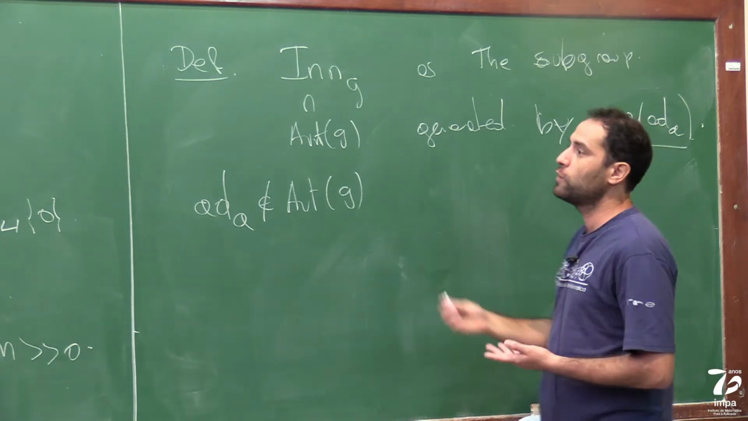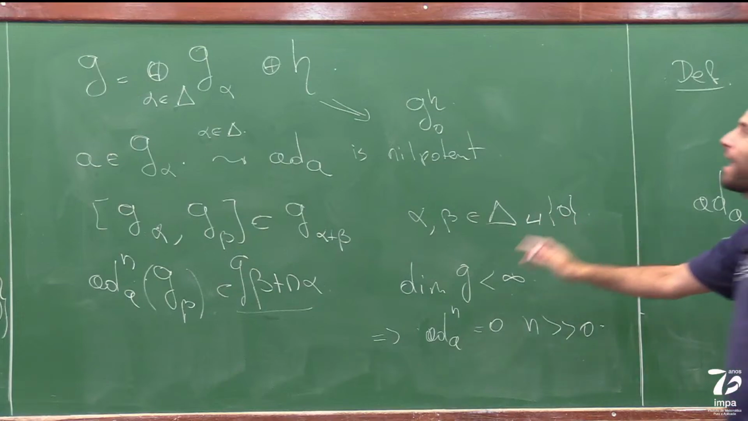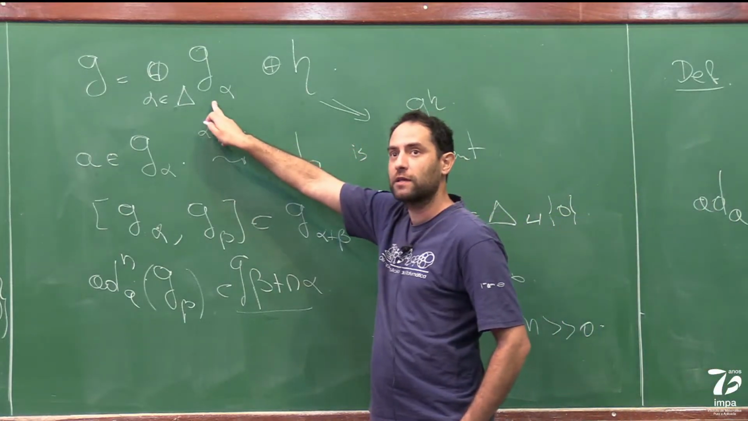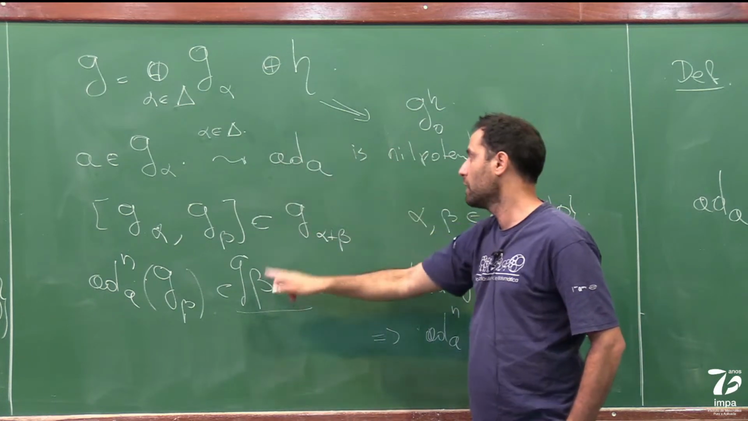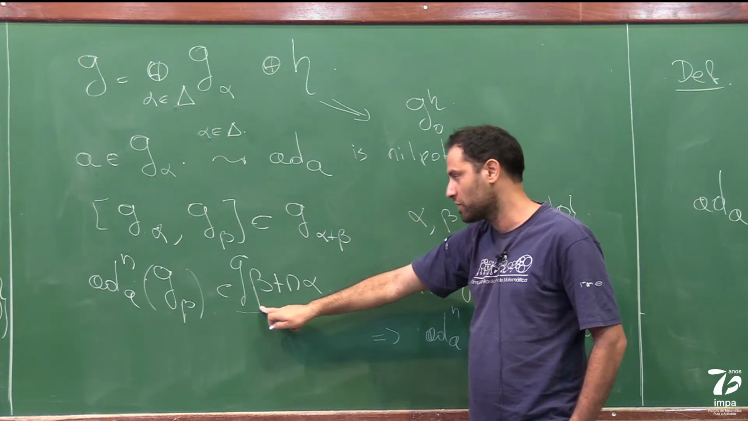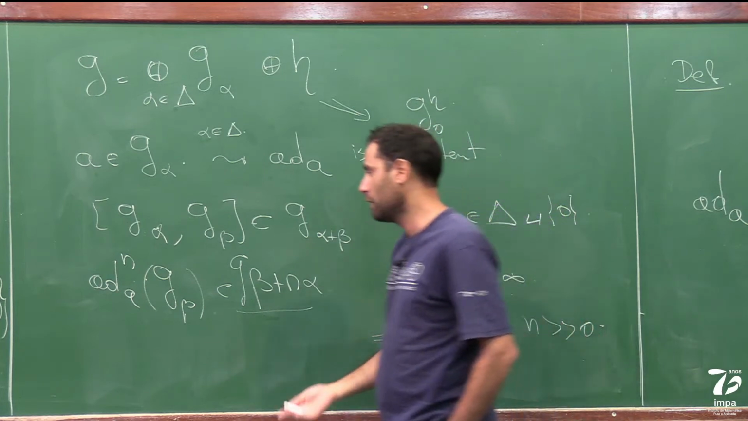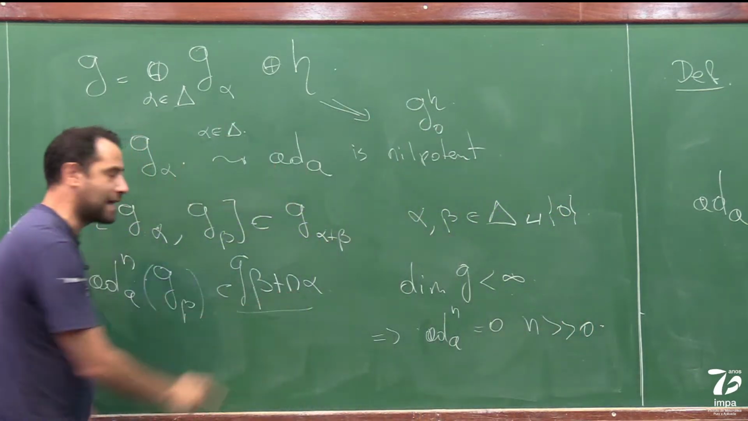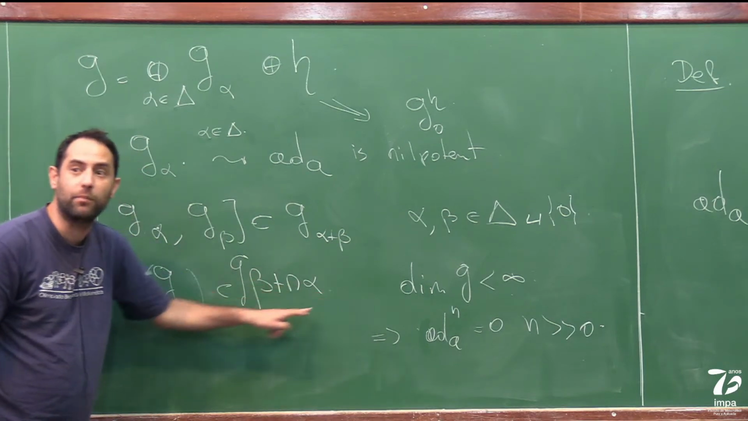So I told you what the exponential is in the case when the adjoint action is nilpotent, which means every element of any of these G alphas, but not an element of H, because if I take beta in H, then this thing remains in H. So for any beta, as long as alpha is 0, this thing remains in G beta, and I cannot use this argument, which is important.